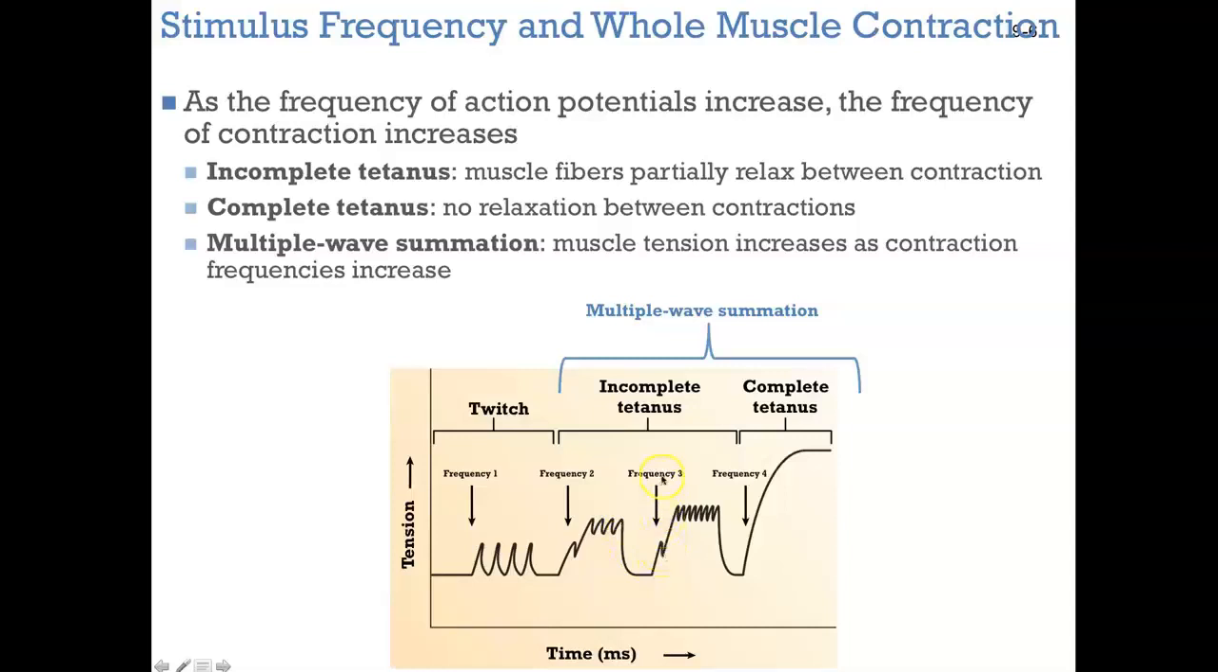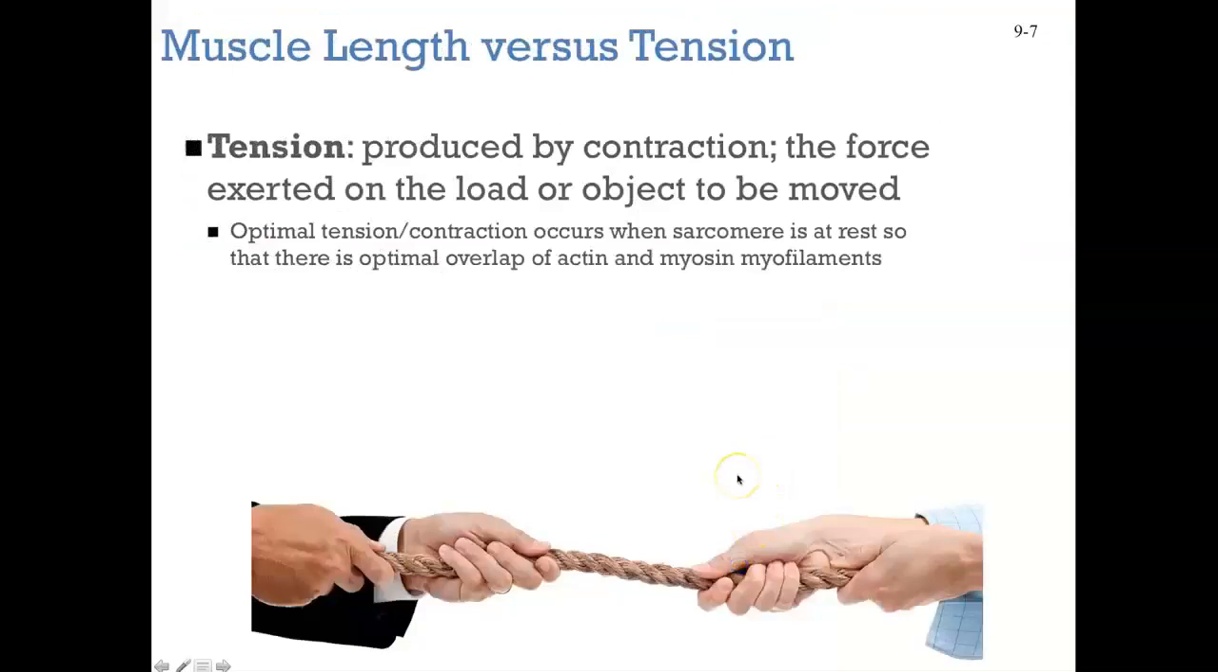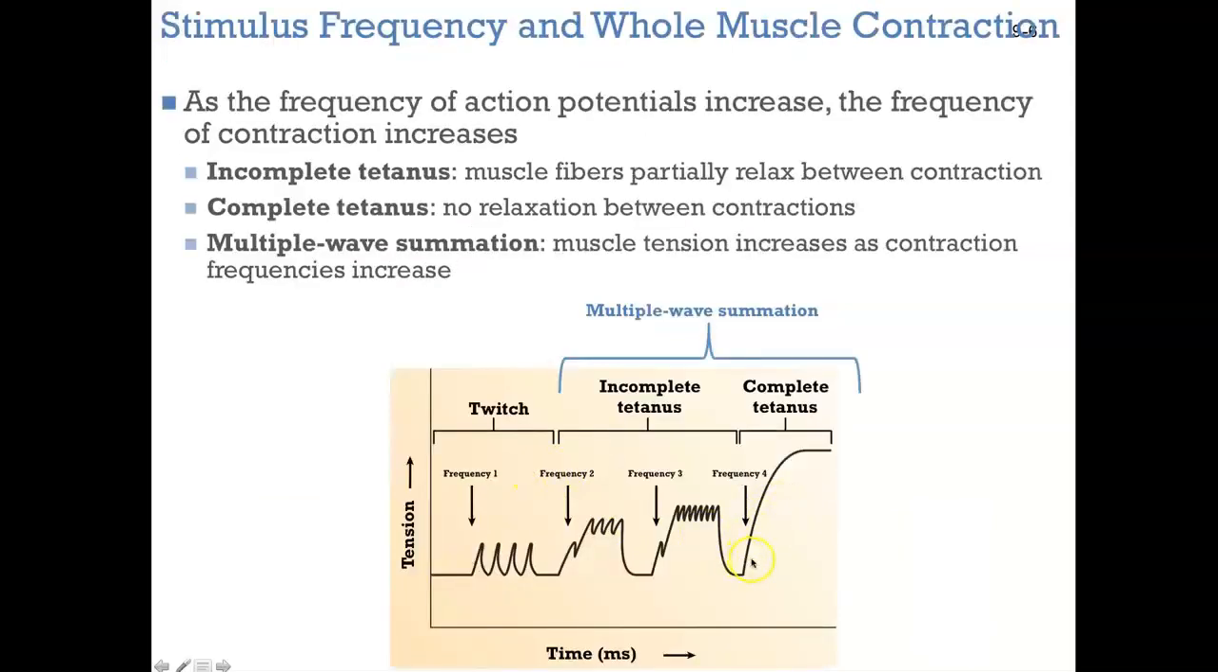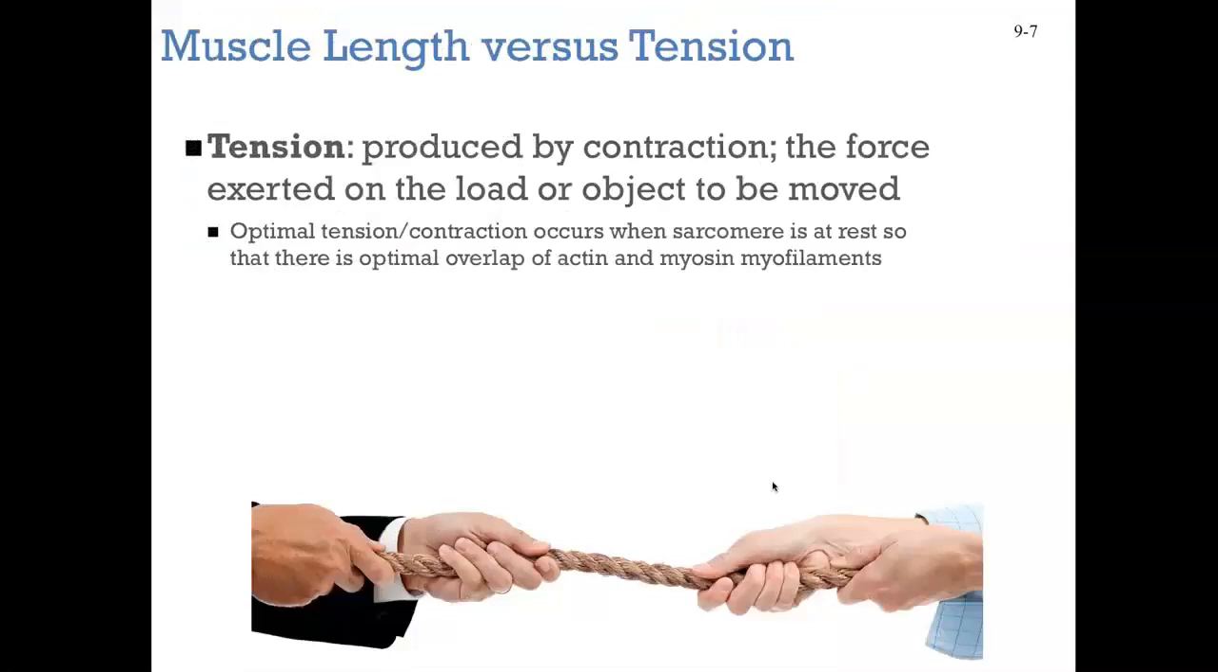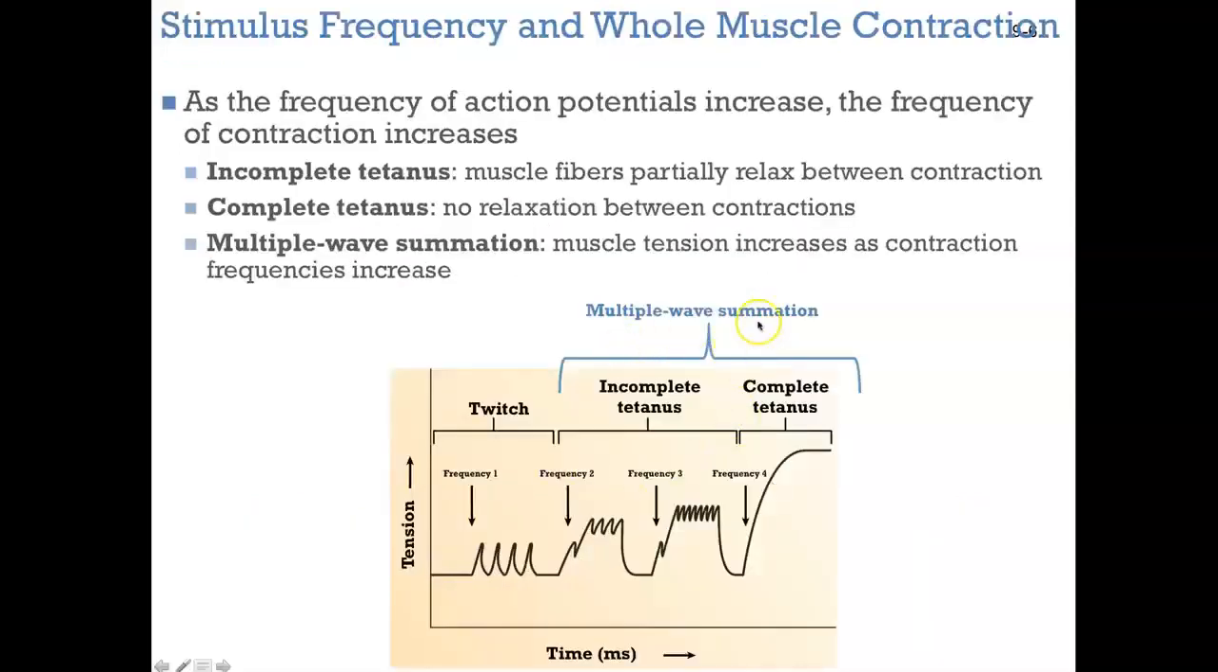And then over here, if we add frequency 3, that means we're increasing the frequency of our action potentials even more. And then we move up to even more tension building up on the muscle and partial relaxation. Again, not full relaxation down here, just partially. And then by frequency 4, we are not allowing any relaxation to take place, and we get complete tetanus where we are able to sustain that contraction. Okay. And so we call this multiple wave summation.